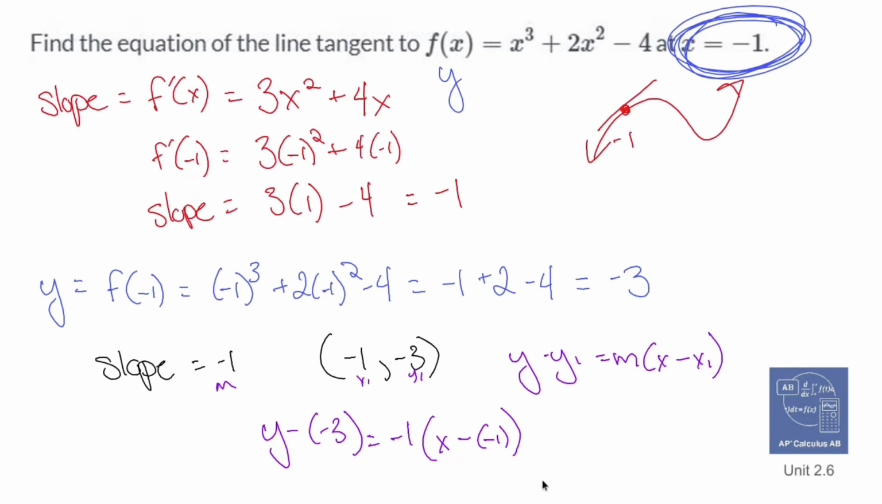And cleaning that up just a little bit more, y minus -3 is y plus 3. I don't need the -1 part, I just need the negative. And x minus -1 is x plus 1. And that's a reasonable answer. And if you wanted to make that slope-intercept form, then distribute the negative and subtract 3 from both sides. Either way, this is acceptable, and this is going to be my equation of the tangent line of that cubic function at x equals -1.